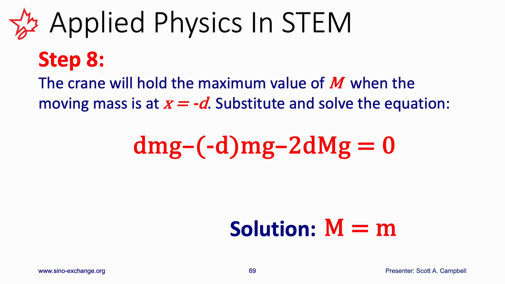Now when we do this, we'll find that large M is equal to small m when the moving mass is equal to negative d. At this point, most people's heads are probably spinning, but this example was really meant to demonstrate how abstract concepts can be given a new meaning through the authentic application of theory in STEM education.